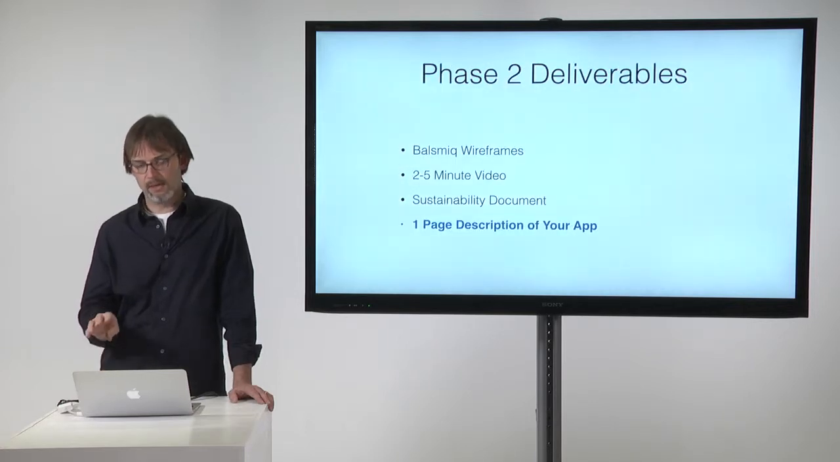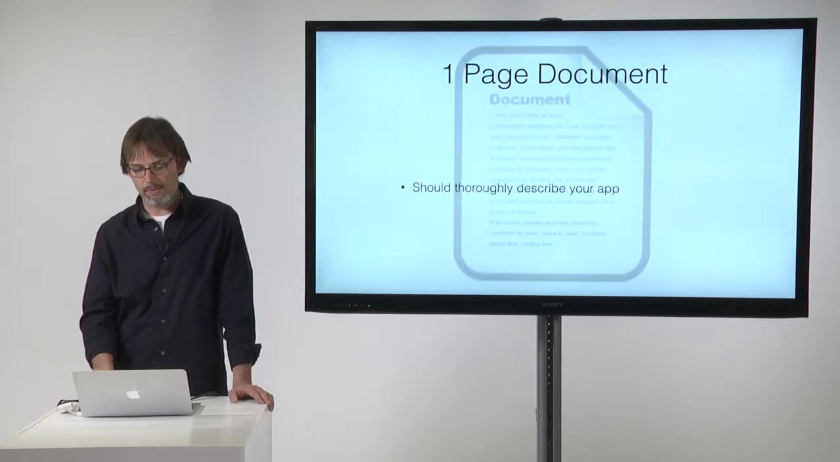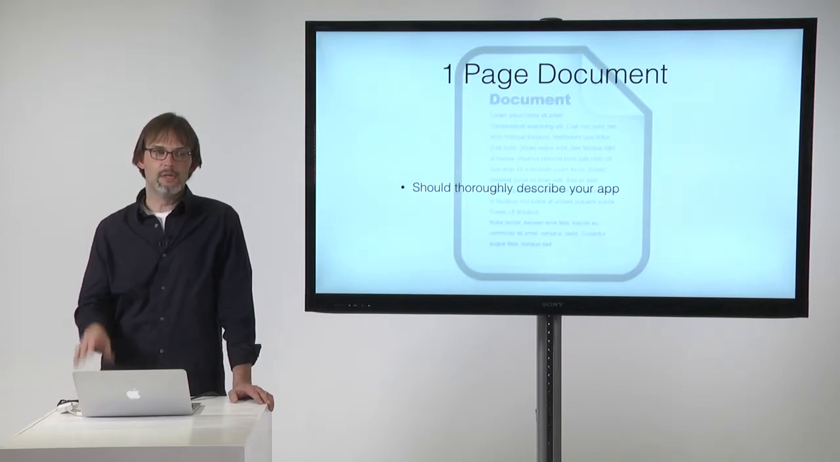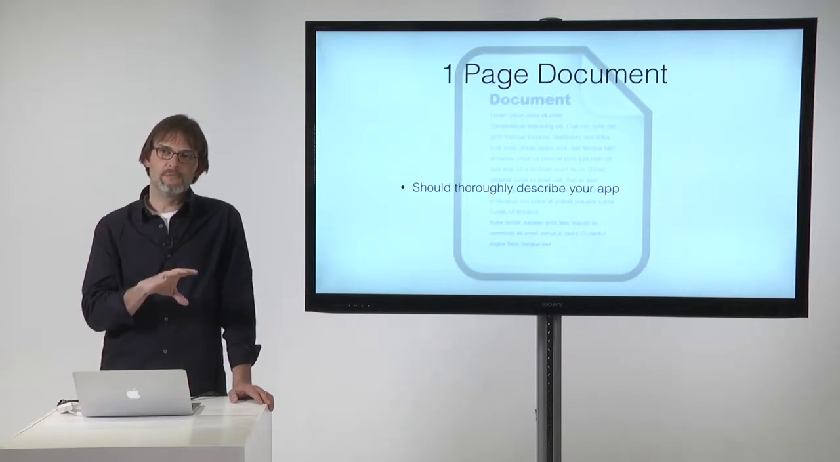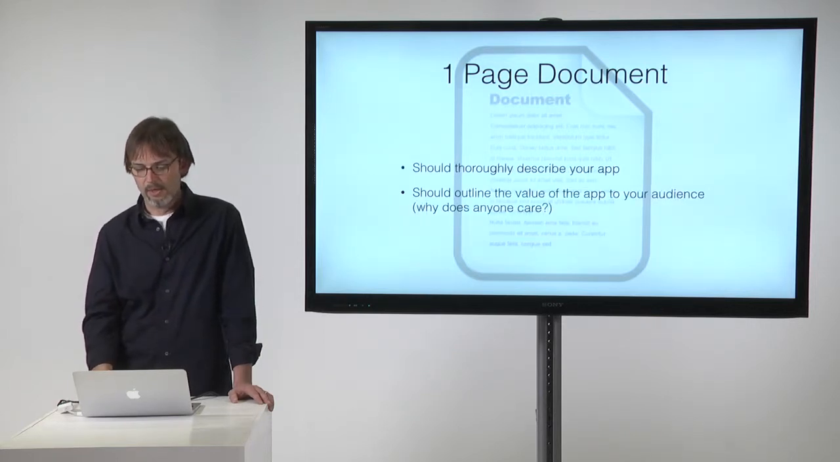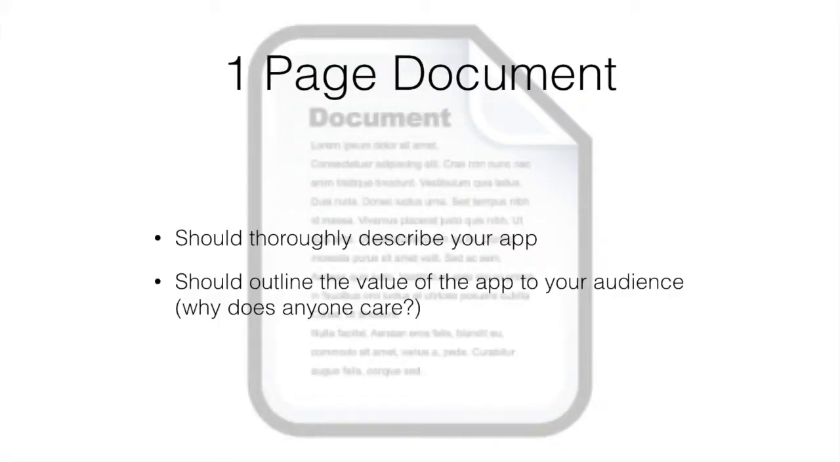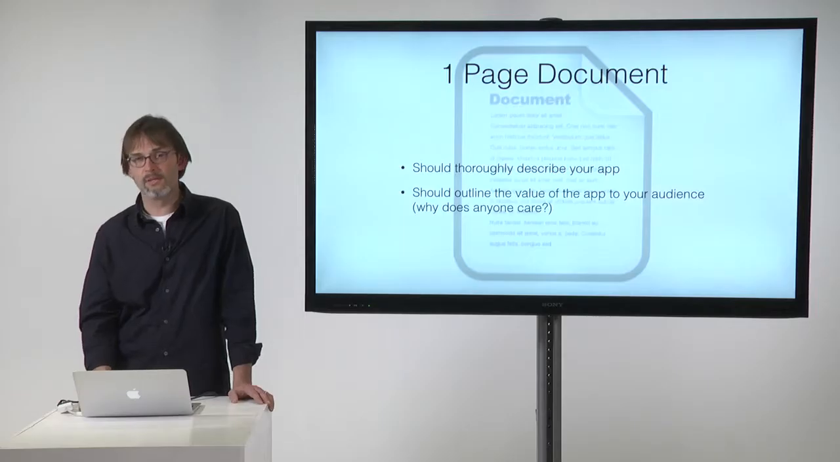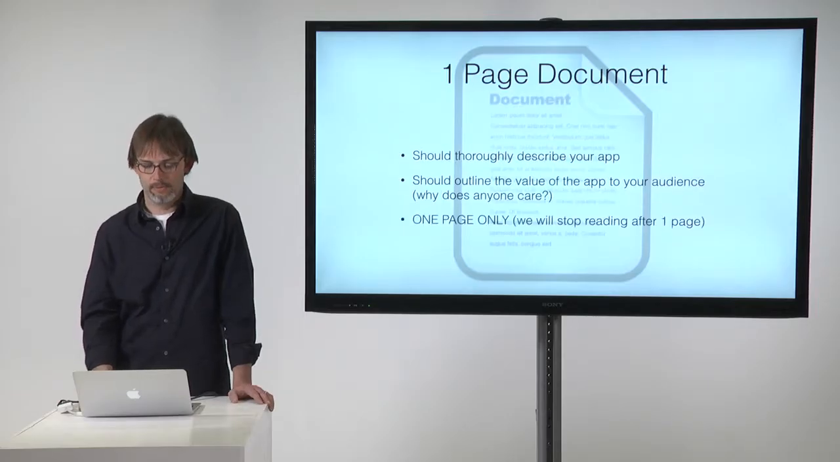And then the final set of the deliverables is a one-page description of your app. So again, like the video, it needs to thoroughly describe your app. You should not reiterate all of the functionality from the wireframes in this description. It needs to be a clear, concise description of your app and what it does. It needs to outline, again, the value of your app to your audience. A lot of this information is going to be in your video, but you want this to be in a really clear format. You want to tell us why anybody cares about your app.